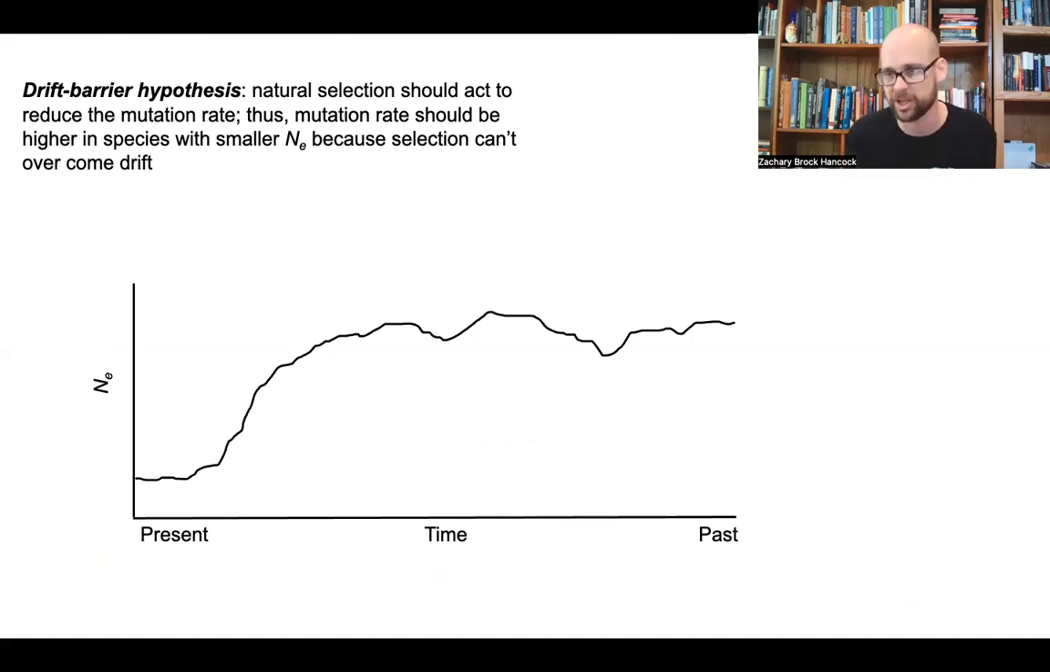If you've seen any number of videos on this channel, you've heard of the drift barrier before, but I really think it's super important, and so I'm going to drill it in your head in at least every other video. So, drift barrier hypothesis: natural selection should act to reduce the mutation rate. Thus, the mutation rate should be higher in species with smaller effective sizes because selection can't overcome drift. This is what we talked about in the very first slide, but just to put it into a more formal definition, drift barrier hypothesis.